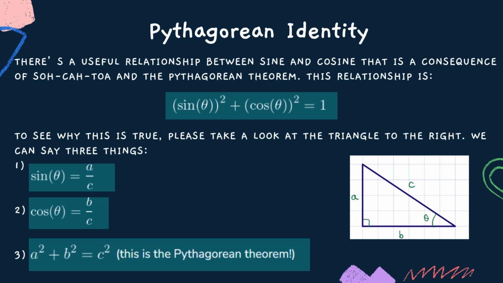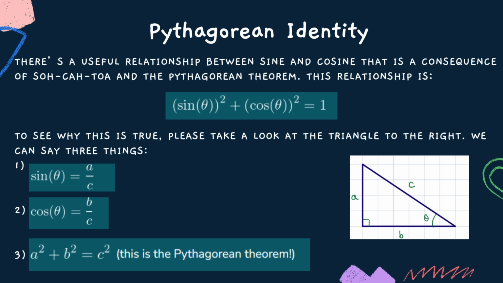We can say a is sine theta multiplied by c, and that b is cosine theta multiplied by c. Let's substitute the values into the Pythagorean theorem. We get sine theta squared multiplied by c squared plus cosine theta squared multiplied by c squared. We can see that we have c squared common, canceling out c squared on both sides.